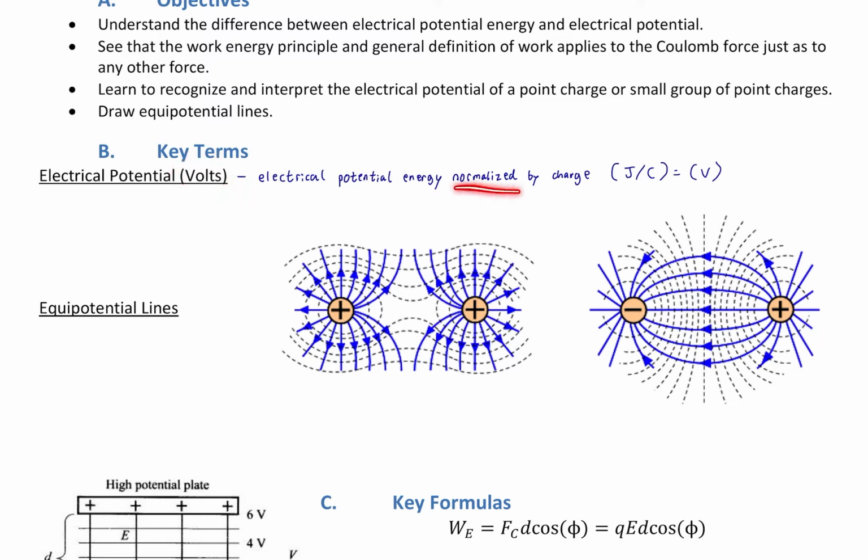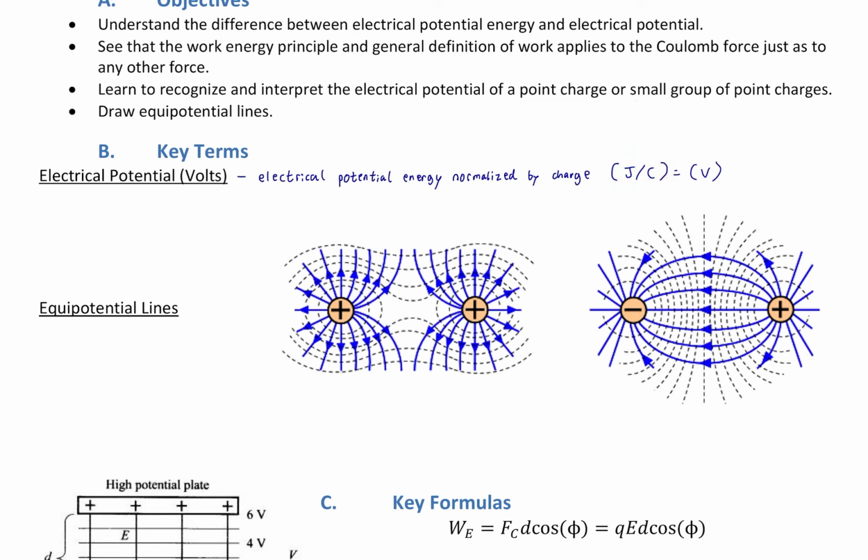Now you remember that term normalized, it means divided by. It means I've taken electrical potential energy, which would have units of joules, and have divided by charge in units of coulombs. That gives us the unit of the volt, a derived unit, represented by the uppercase V. Very important unit in electricity and magnetism, but not a base unit. Neither are joules and coulombs. They're not base units either. You may remember that the joule is the kilogram meter squared per second squared.